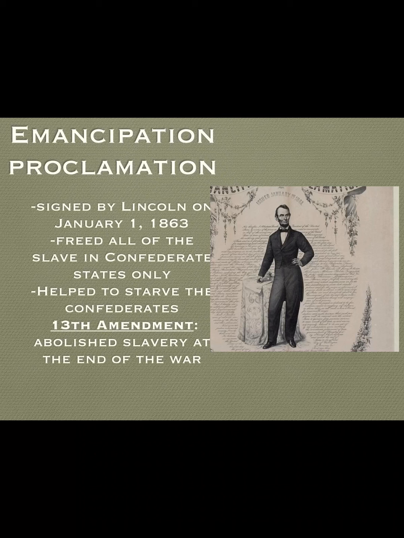It's not until the end of the war where Congress passes the 13th Amendment that bans slavery in America. But that's not till the end, the 13th Amendment.